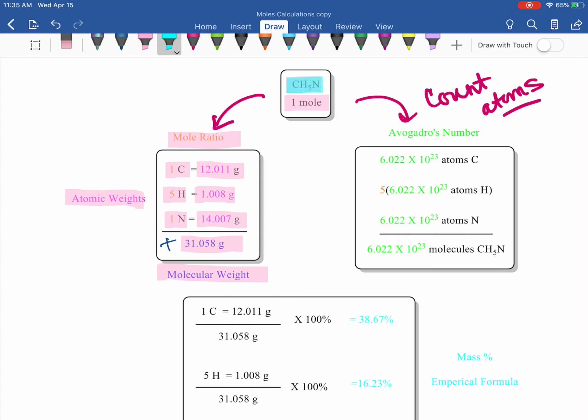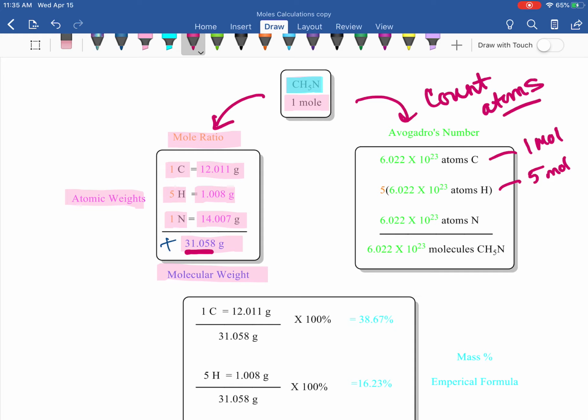So what did we learn from that? 1 mole of our methylamine has 1 mole of carbon, 5 moles of hydrogen, and 1 mole of nitrogen. And that whole thing weighs 31.58 grams. Okay, I love it. And then how do we count all of that? Well, in that 1 mole of carbon, we've got 6.022 times 10 to the 23rd atoms of carbon.